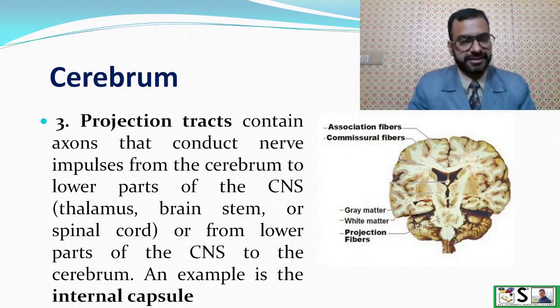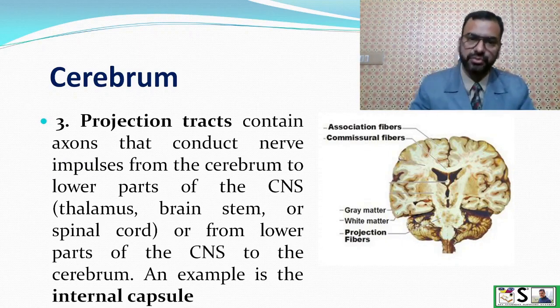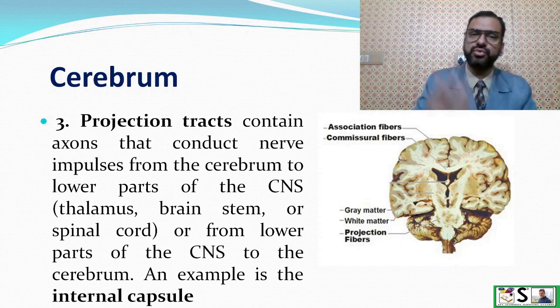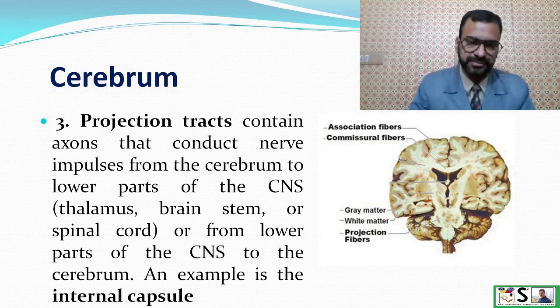Third is projection tract, which contains axons that conduct nerve impulse from the cerebrum to the lower parts like thalamus, brainstem, and spinal cord, and from lower parts to the cerebrum. An example is internal capsule.